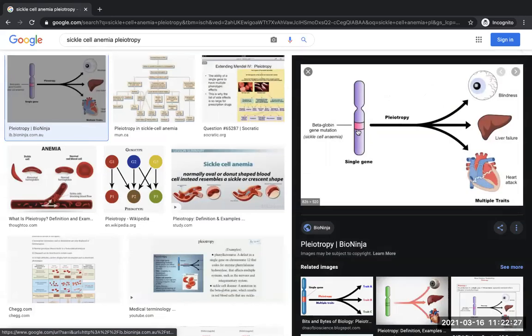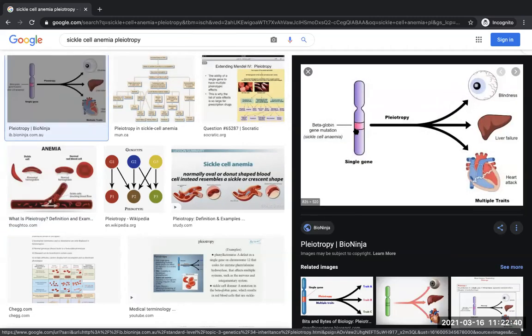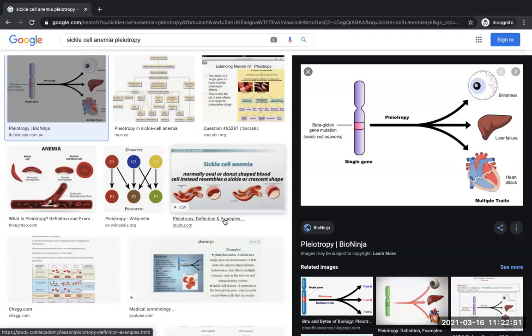Okay, so there's this single gene that's responsible for sickle cell anemia. And just to remind you guys, sickle cell is when your normal red blood cell shape turns into a sickle shape, with sickle cell anemia. So there's one gene that causes that. And if you have that single gene, it can have multiple effects, meaning it can cause blindness, it can cause liver failure, it can cause heart attack. So it can have multiple effects.